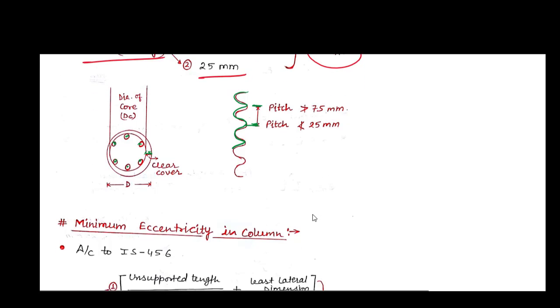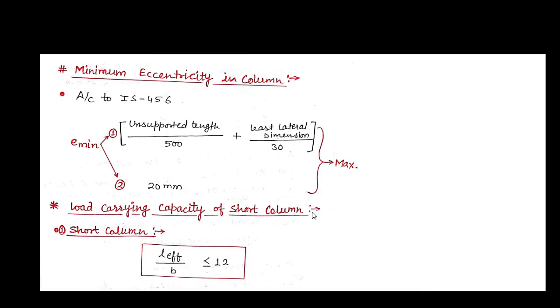Okay, so as we move forward, we have to check for the eccentricity part also, because it should have a minimum eccentricity. So minimum eccentricity in column according to IS 456 code, E minimum, depends on two parts. E minimum is easily calculated from the formula: unsupported length upon 500 plus least lateral dimension by 30. So we'll get a value from here. Another one is 20 mm. Whichever is maximum between these two, you will take as E minimum.